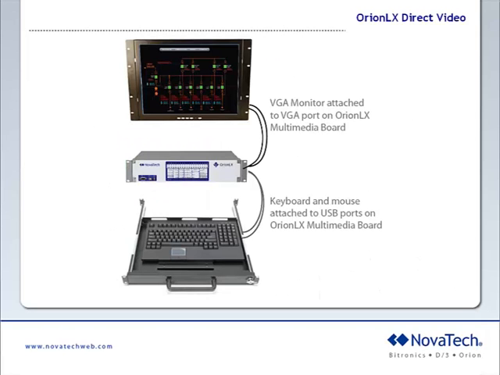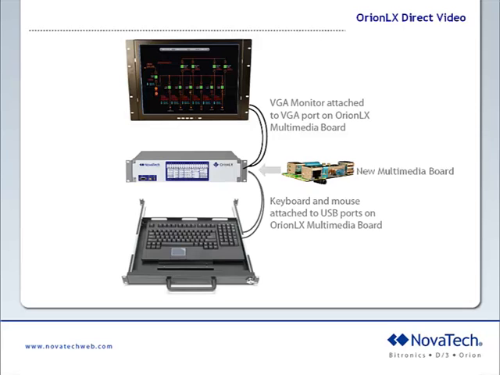Anyway, the VGA monitor, as I mentioned before, is attached to the optional multimedia board on the Orion. This multimedia board makes these additional connections available: the VGA connection and the extra USB connections. The keyboard and mouse attach with USB ports as well. Those of you that use Orion, note that there are already two USB ports on the back of the Orion, USB 2 and 3. Those ports are enabled and available when using the direct video option.